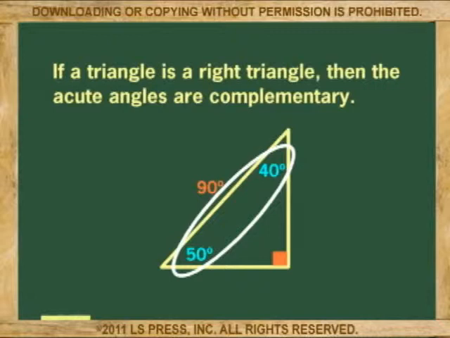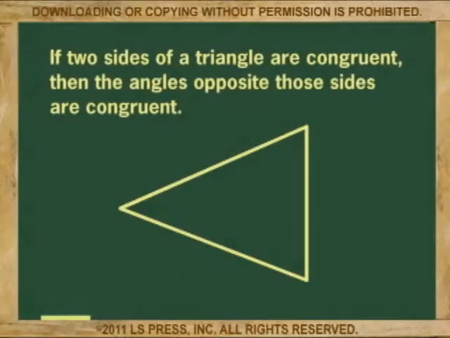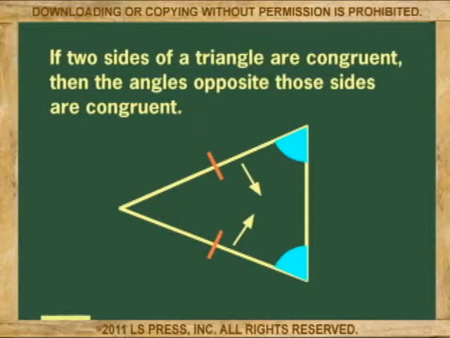If a triangle is a right triangle, then the acute angles are complementary. If a triangle is a right triangle, then it has no more than one right angle. If two sides of a triangle are congruent, then the angles opposite those sides are also congruent.